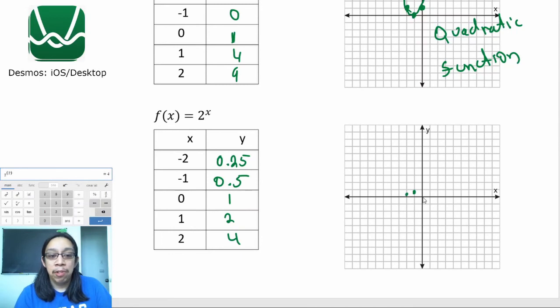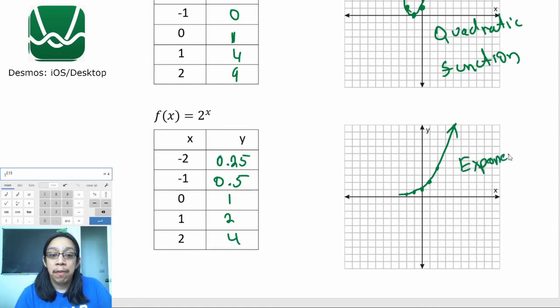Next one is 0, 1. So we start at the origin and then we go up to 1. Next one is 1, 2. So here's 1 and here's 2. And then the next one is 2, 4. So here's 2. And then we go up to 4. Now if we were to connect these, we would create this kind of graph. Now this graph is what we call an exponential curve.